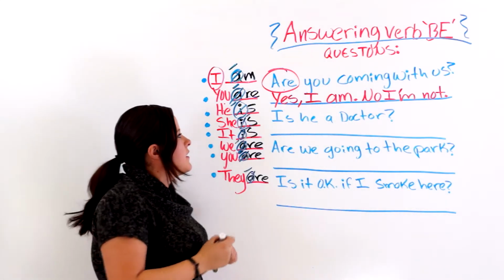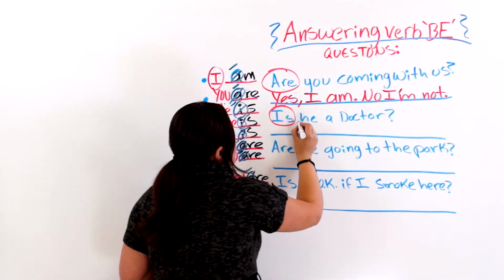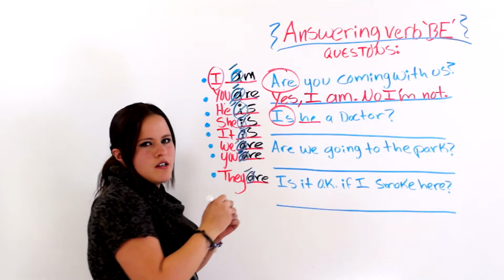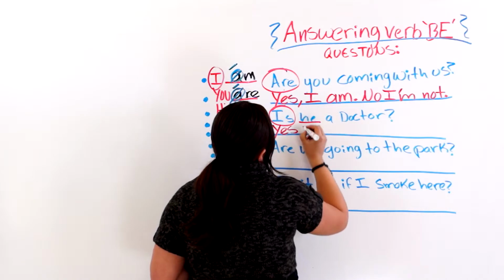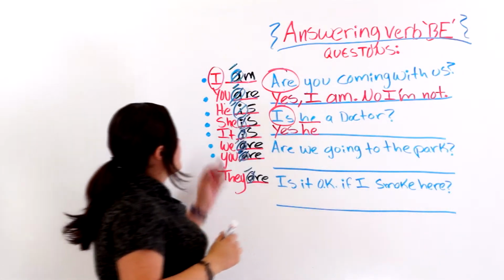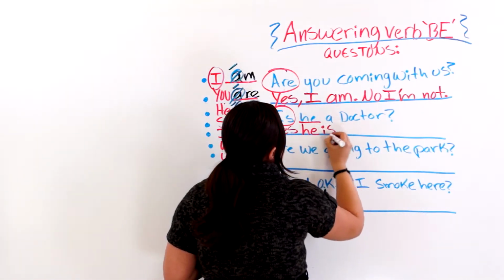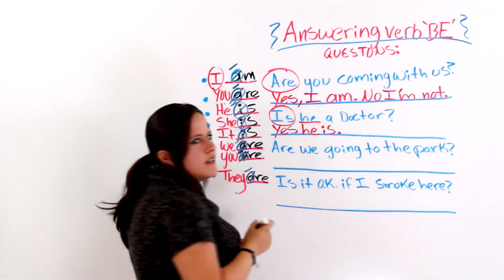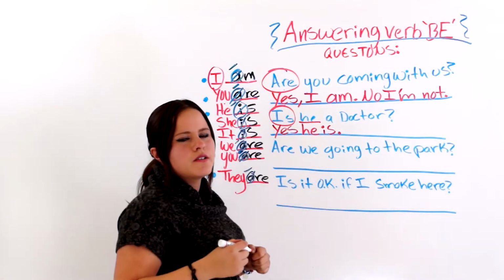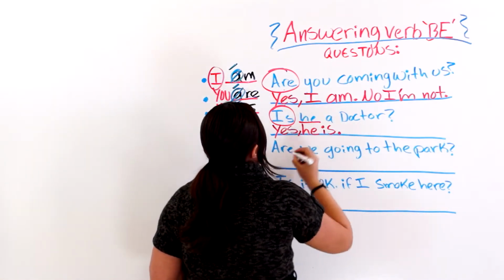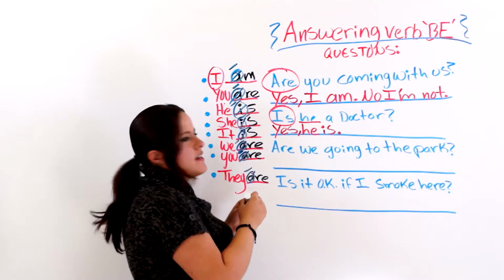Okay, the next one says, is he a doctor? We're using the verb be again. Is he? We're speaking in third person. Is he a doctor? You could answer affirmatively and say, yes, he what? Well, we have all this here. He is, right? You cannot say he's because you would have to put another word after. For example, yes, he is. And then you could say he's a doctor, okay? But you cannot say yes, he's, and then end the statement, okay? That's not correct. Yes, he is.